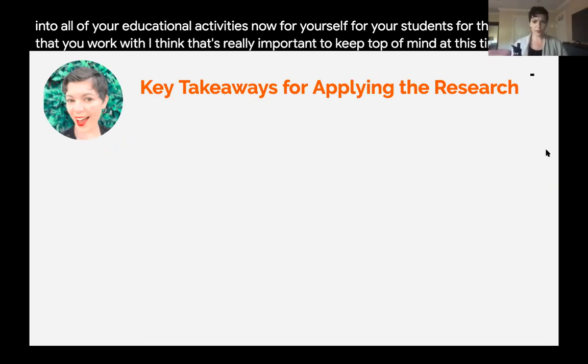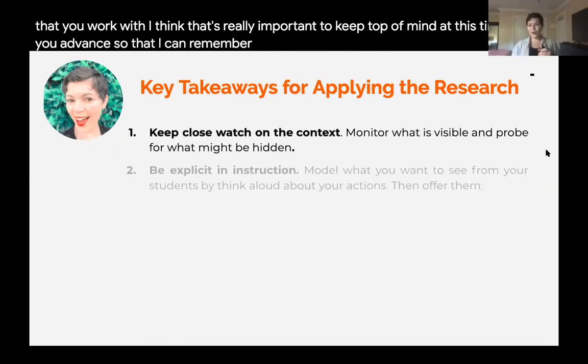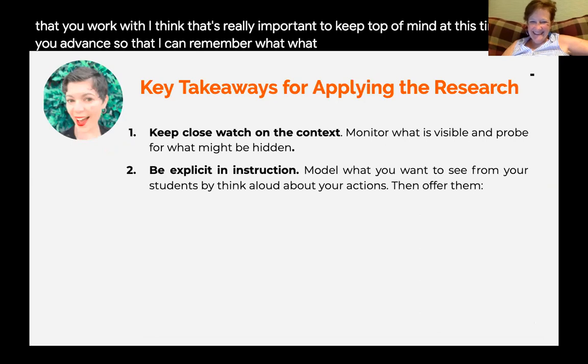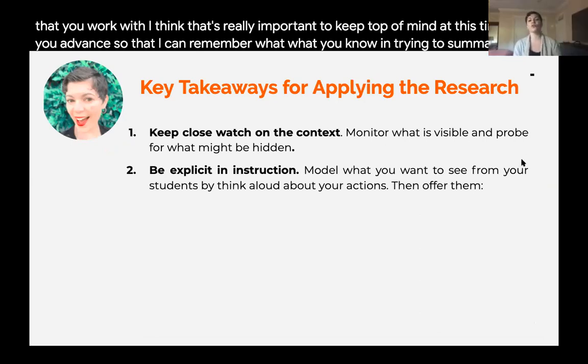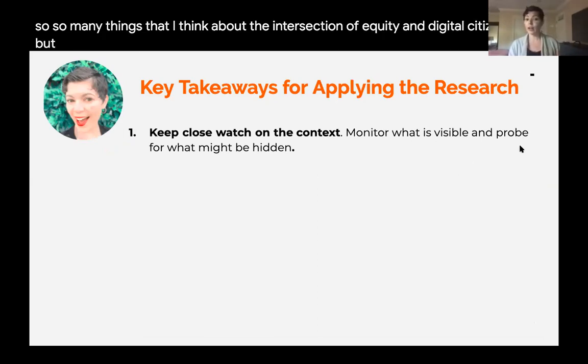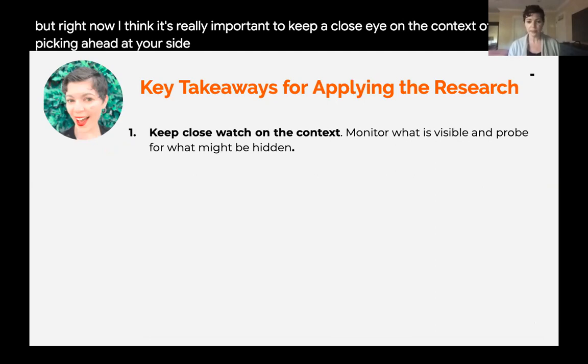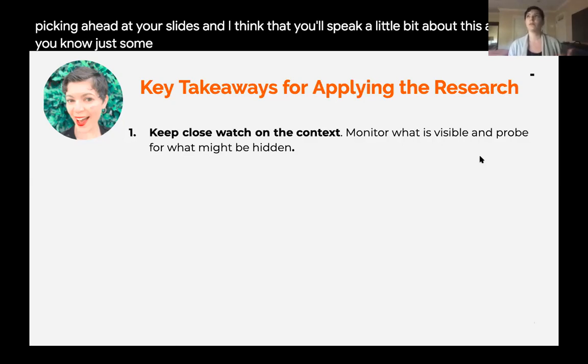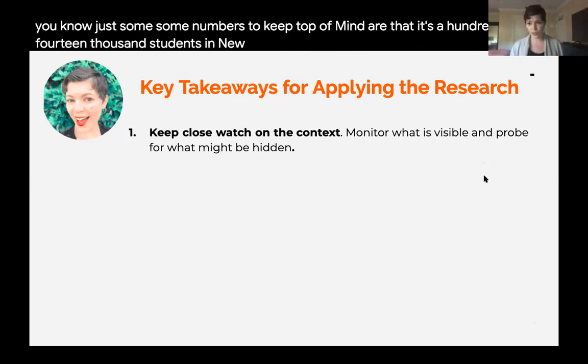So can you advance so that I can remember what is on the slide? So in trying to summarize, I have so many things that I think about the intersection of equity and digital citizenship, but right now I think it's really important to keep a close eye on the context. And peeking ahead at your slides, I think that you'll speak a little bit about this as well, but just some numbers to keep top of mind are that 114,000 students in New York City are homeless. 22 million US students rely on school for hot meals.